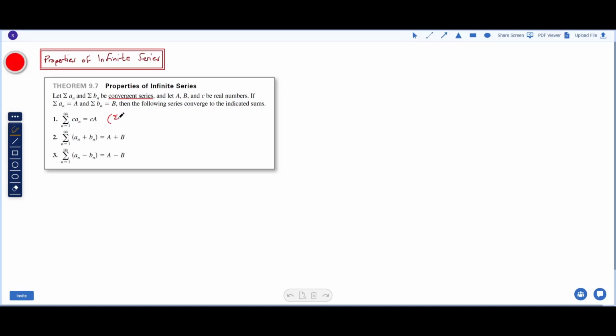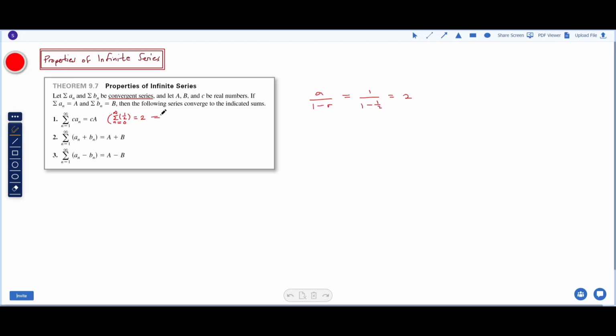So as an example, we know that the sum from n equals 0 to infinity of 1/2 to the n should converge to 2, right? Because it's geometric, and for a geometric series with a common ratio of absolute value less than 1, it converges to a over 1 minus r. So if a is 1 and r is 1/2, then this converges to 2.